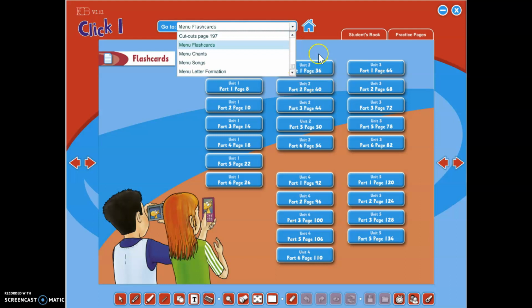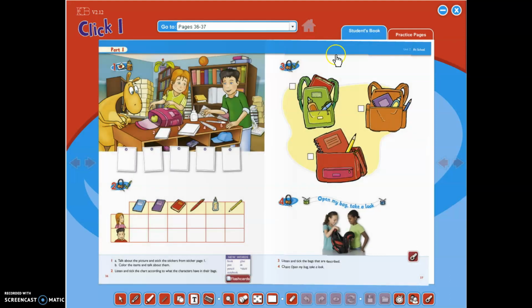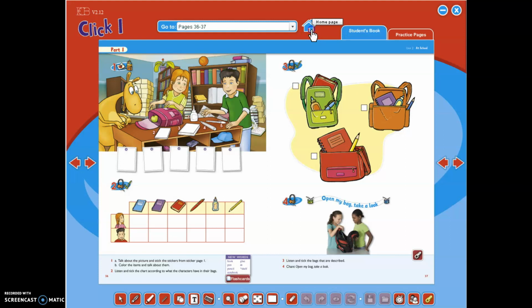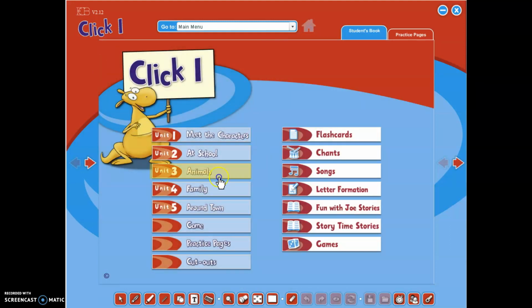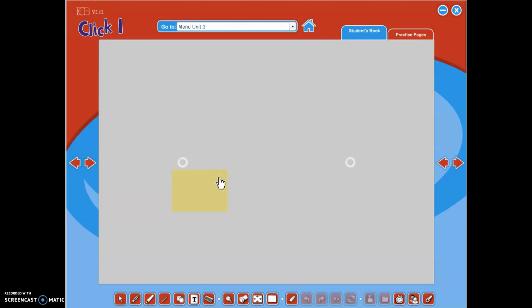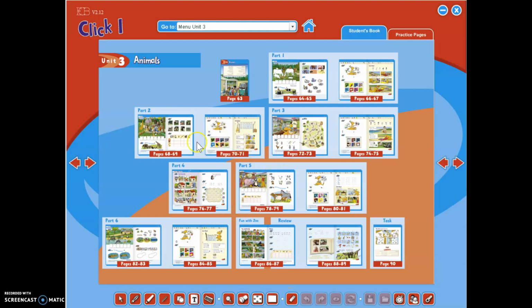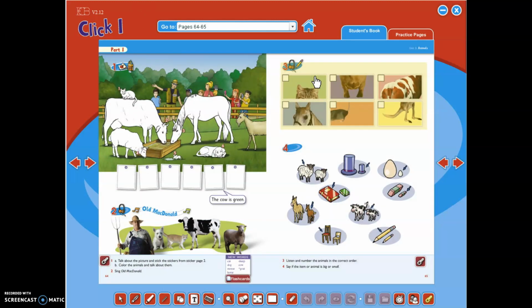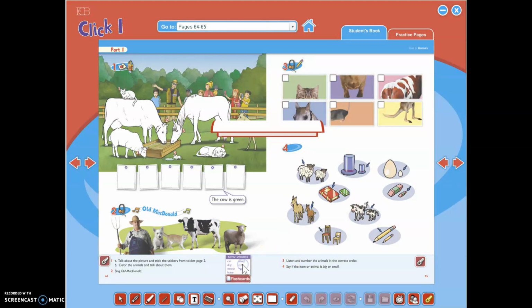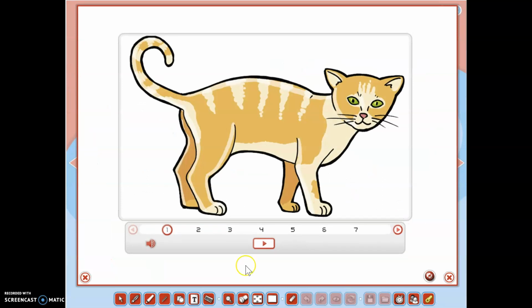Now let's open page 64. Animals. We'll learn the animals. تعلم عن الحيوانات. Let's start.